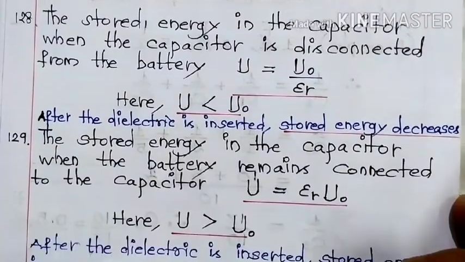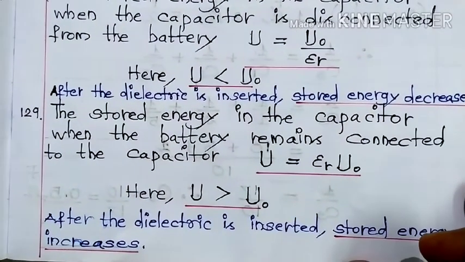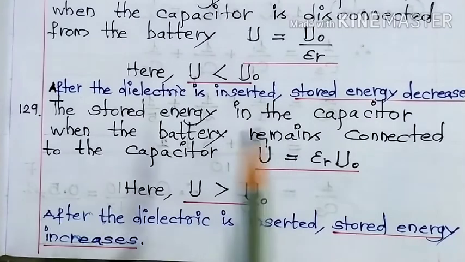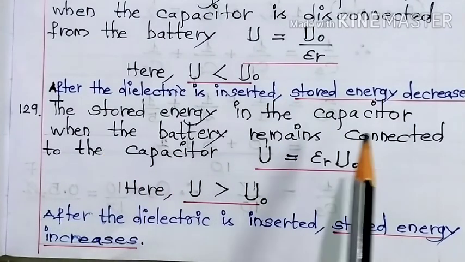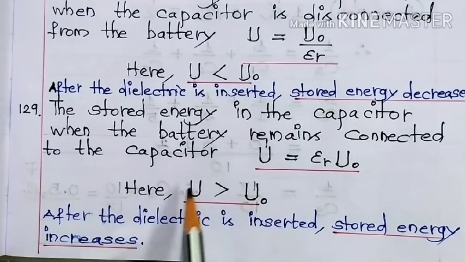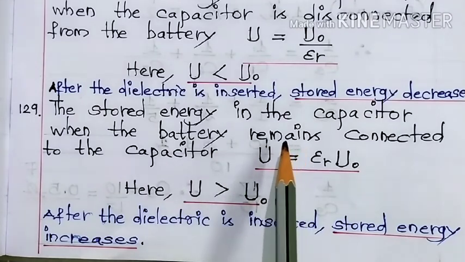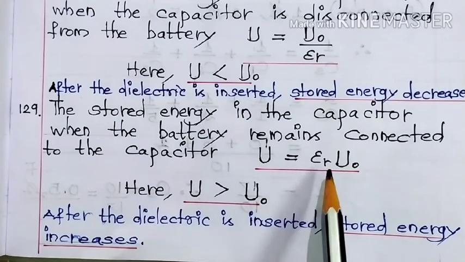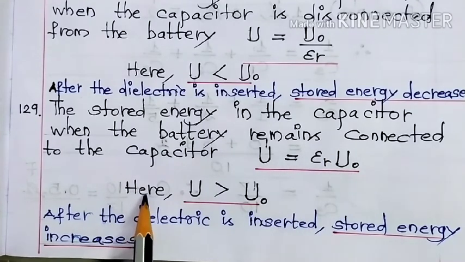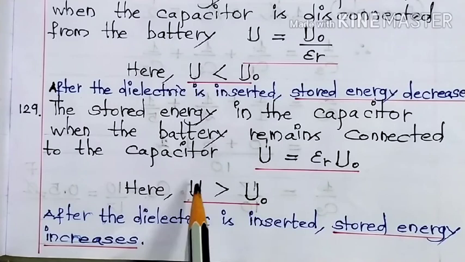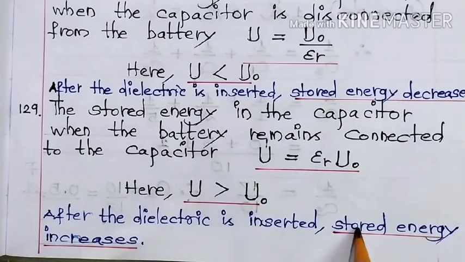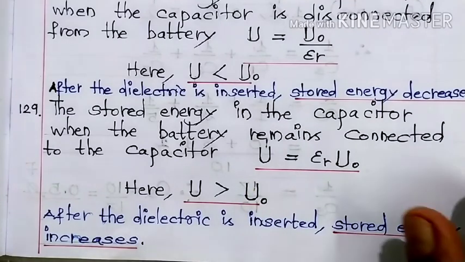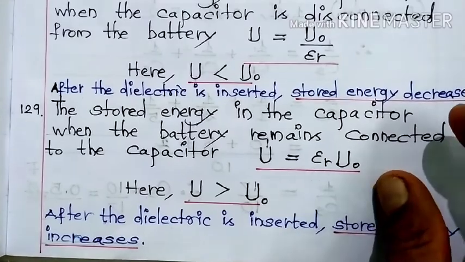Next one, the stored energy in the capacitor when the battery remains connected to the capacitor. Means it is not disconnected but it remains connected. In that case, U is equal to epsilon r U naught. Here U becomes greater than U naught. That means after the dielectric is inserted, in this case, stored energy increases. Now let us continue with another point.